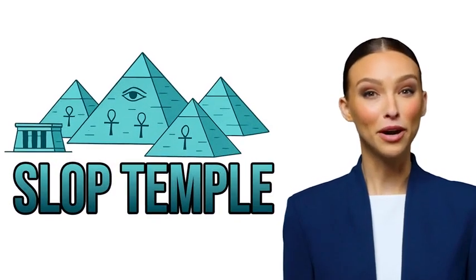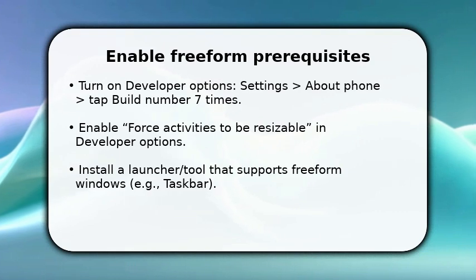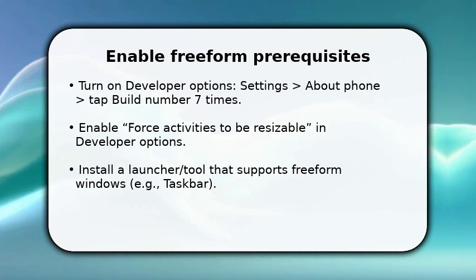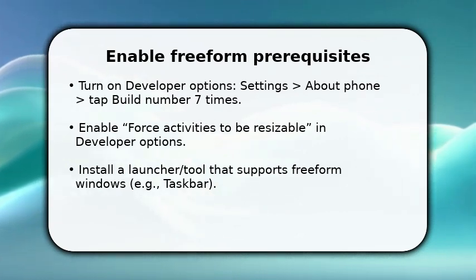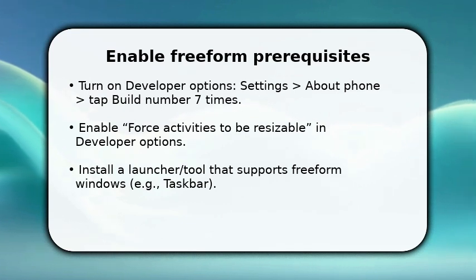We pray this video helps. You start by turning on developer options and enabling force activities to be resizable. This unlocks the system support you need. Once done, install a launcher or helper app that can create freeform tasks. You do this now because Android hides freeform controls by default.